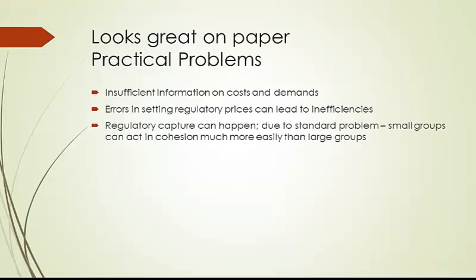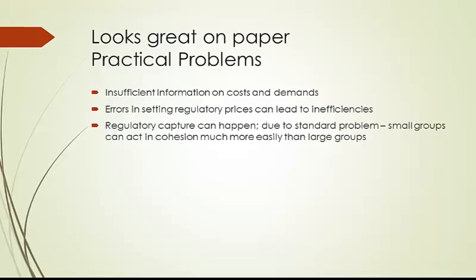But that's one part. According to this theory, if we take it even as given, we have problems because there's not enough information, and if you make mistakes in setting the regulatory price, you can cause inefficiencies. But what happens, which is worse, is that you have something which is called regulatory capture.